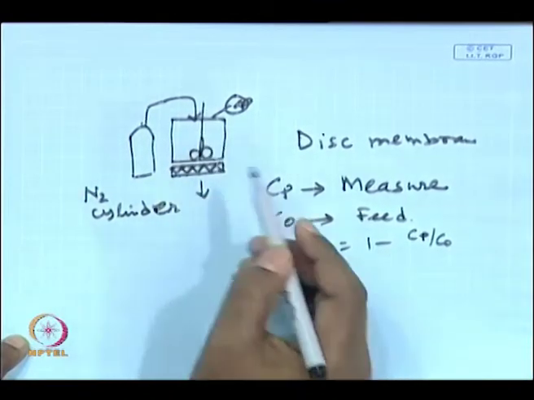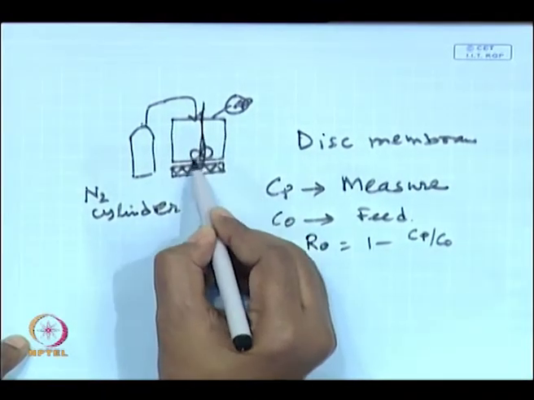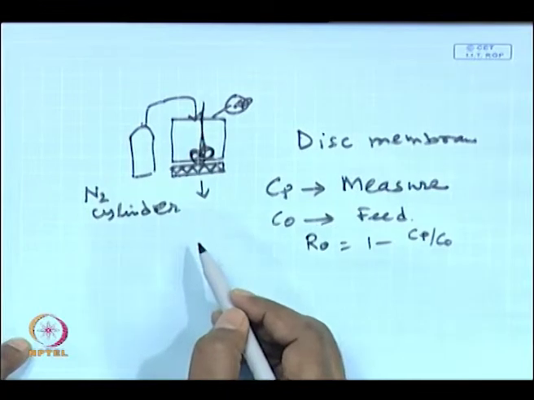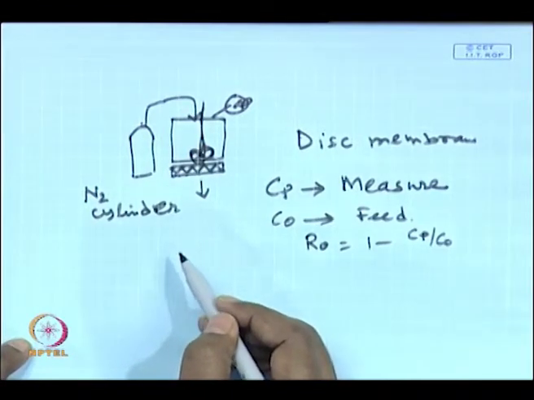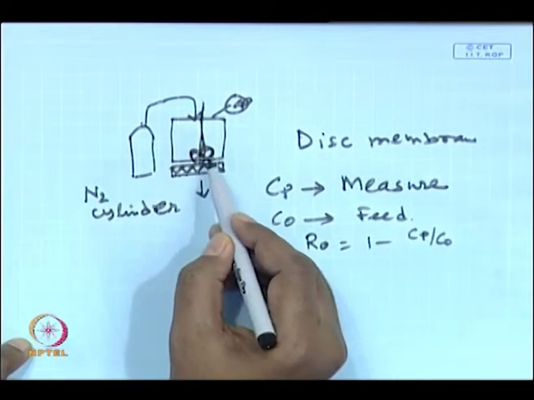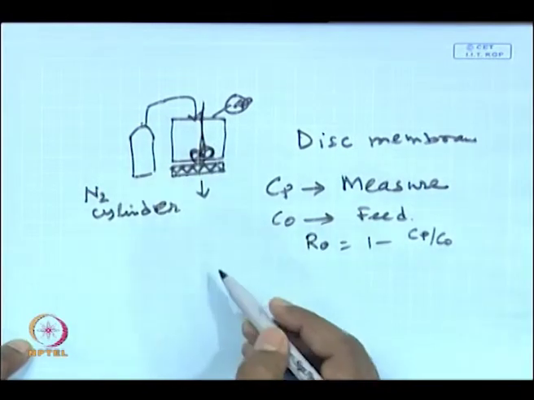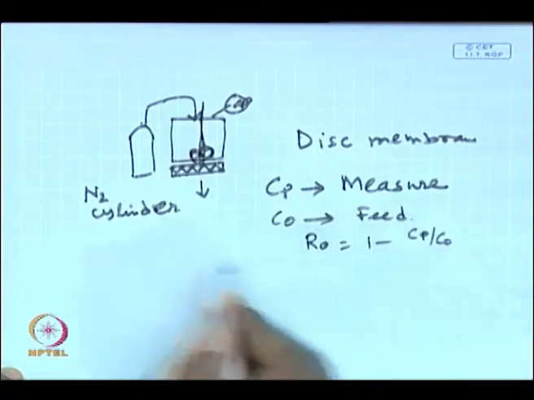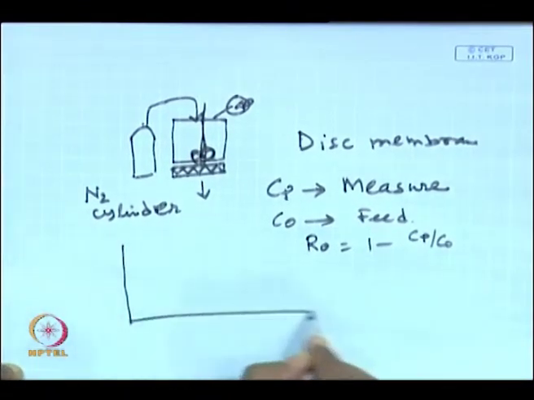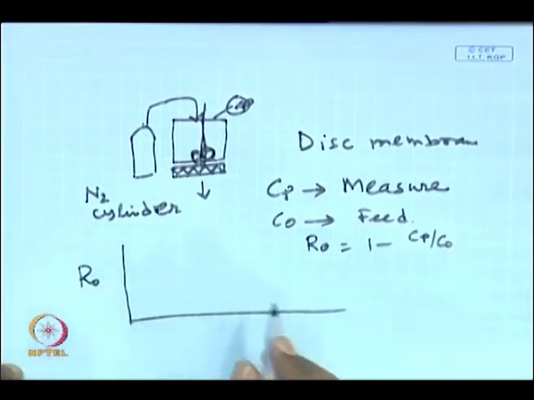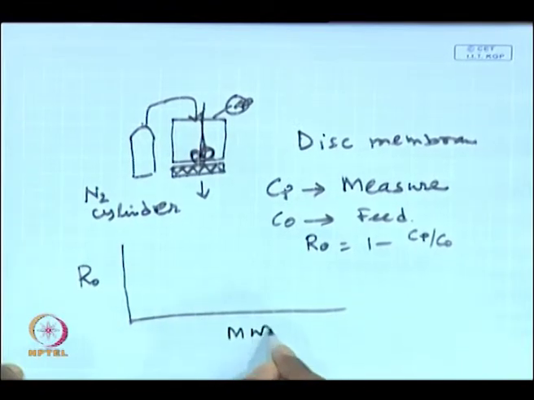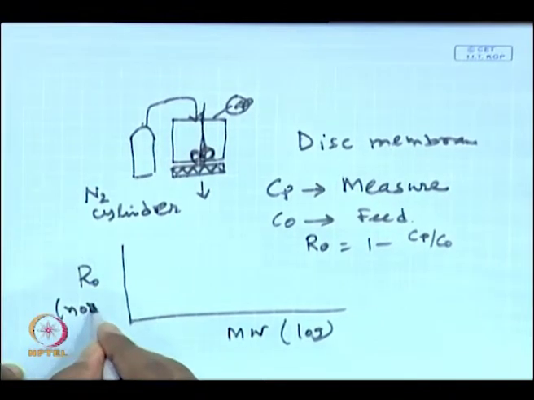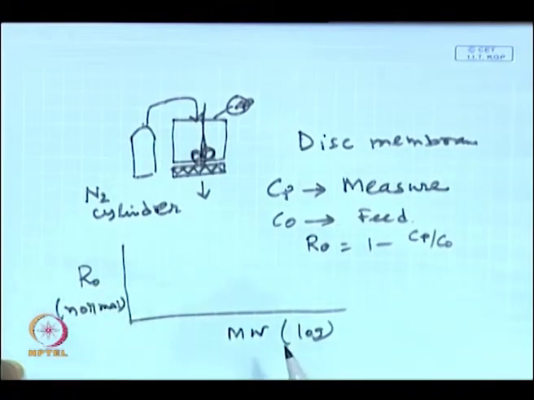Now, in this case, you have to have a very high stirring speed to avoid the polarization over the membrane surface, so that you can assume that over the volume of the feed in this cell, the concentration is more or less uniform. Okay. Now, you plot the observed retention versus molecular weight in a semi-log scale. This is in logarithmic scale, this is in normal scale. So, it is a semi-log scale.